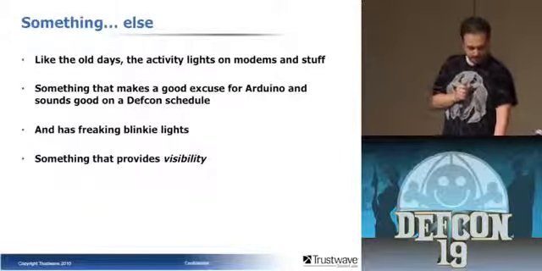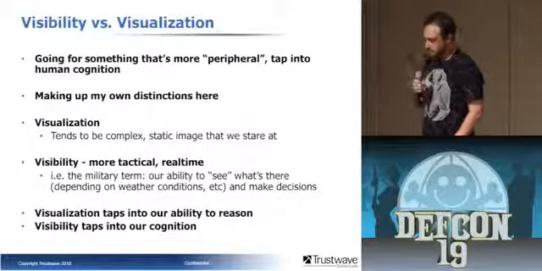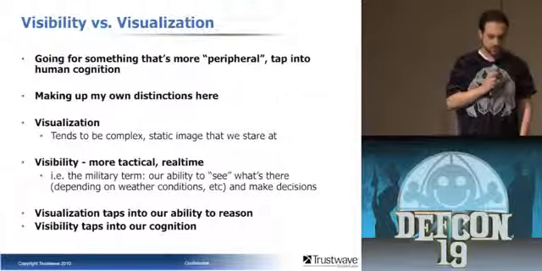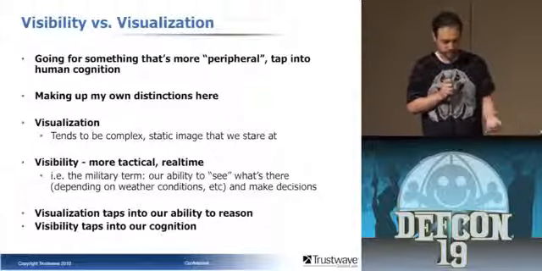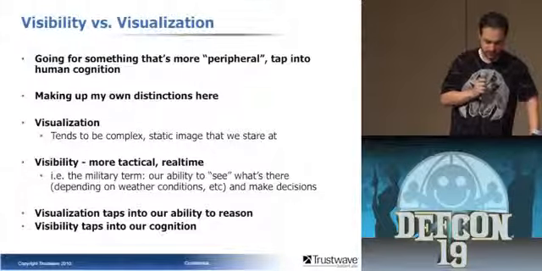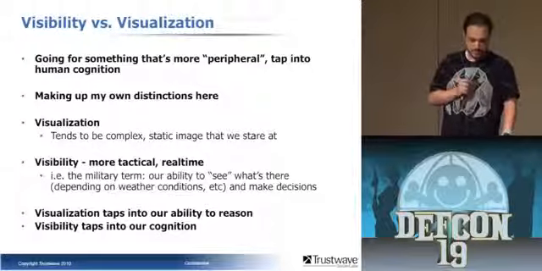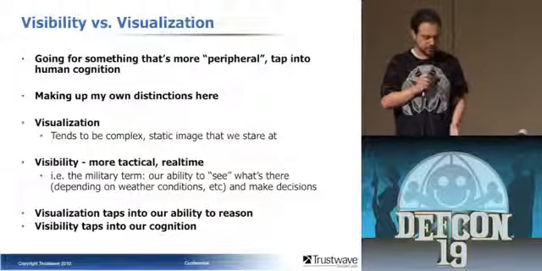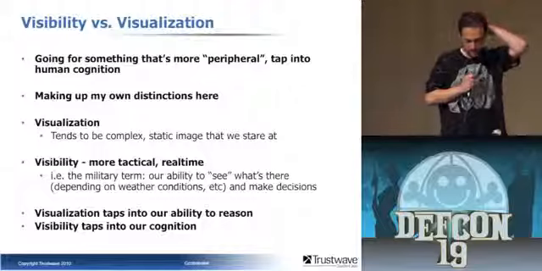So now I'm going to start butchering some other words, okay? Visibility versus visualization. This is me trying to figure out how to do the differentiation. It's not that you're going to look them up in the dictionary and they have this difference. This is just me trying to express something. I'm going for something that's peripheral. I'm trying something that is going to tap into your cognition. We'll talk about that in a little bit.